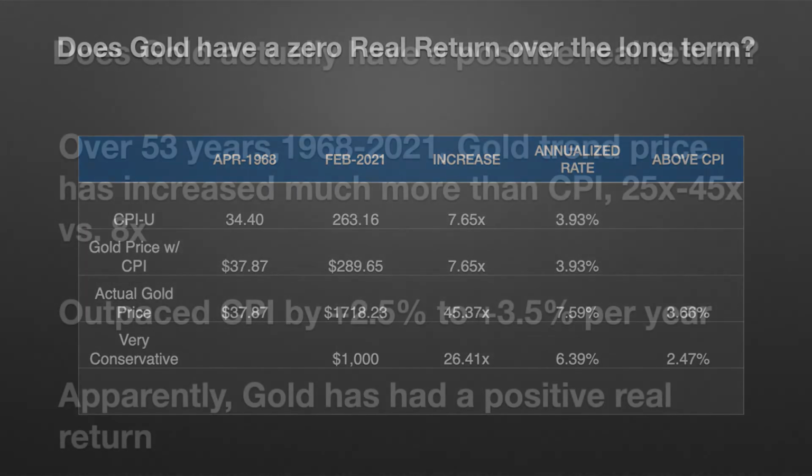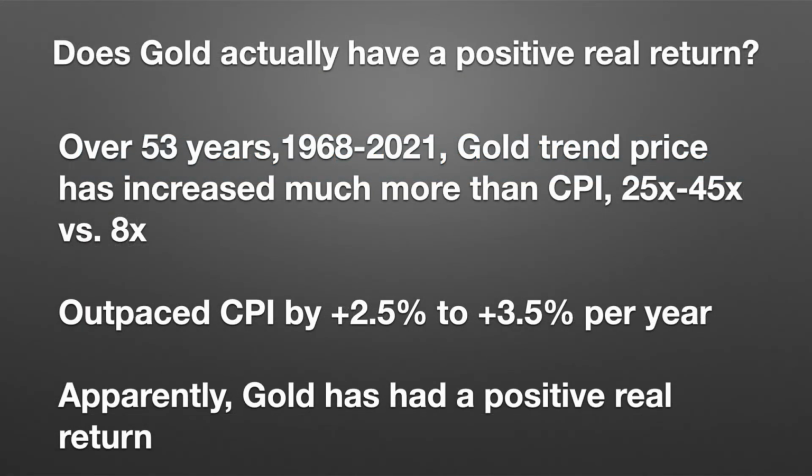Well, this kind of contradicts the theory that we stated earlier. So the question is, does gold actually have a positive real return? Because over 53 years, it increased by 25 to 45 times the trend, compared to 8 times for the CPI, and it outpaced CPI by 2.5 to 3.5% per year.